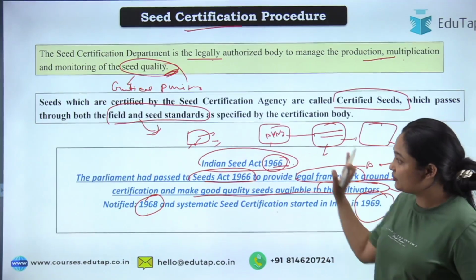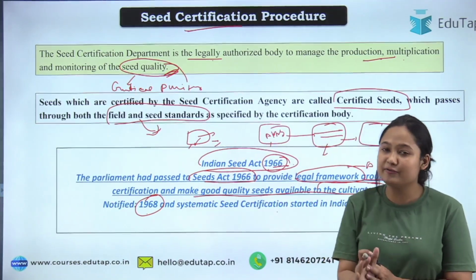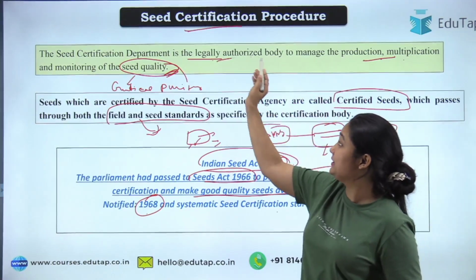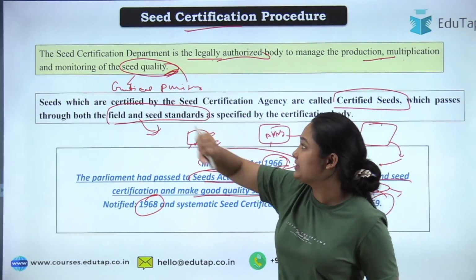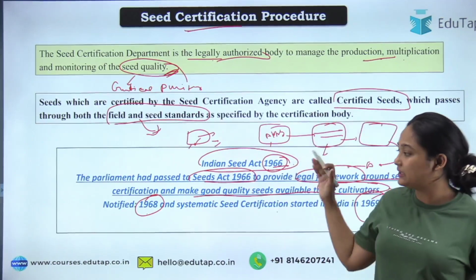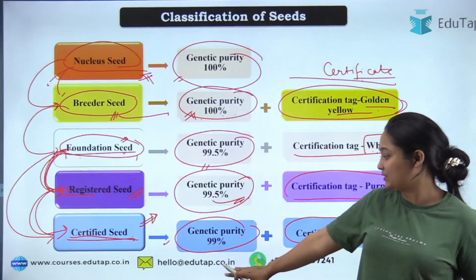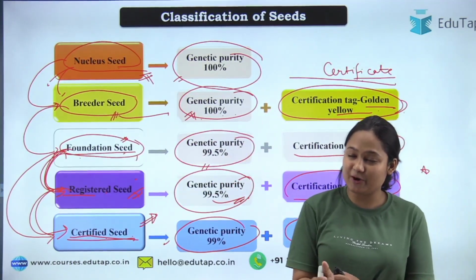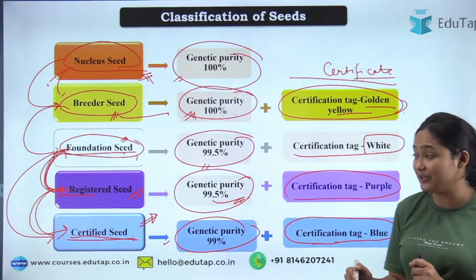Okay, so if you remember that much from the history, that will be enough for your examination. Do remember certified seed and the legally authorized body, the Seed Certification Department. And the slide we discussed in the past, the color of certificates and the genetic purity, that is enough for your NABARD examination.